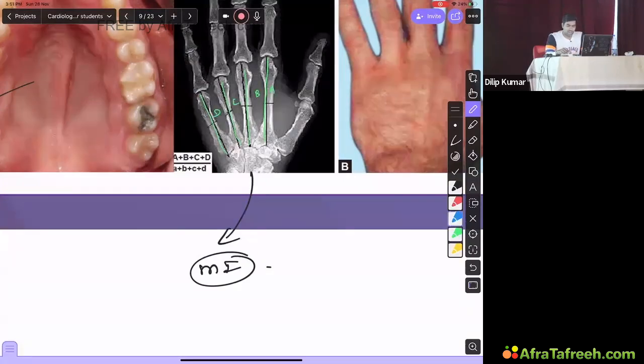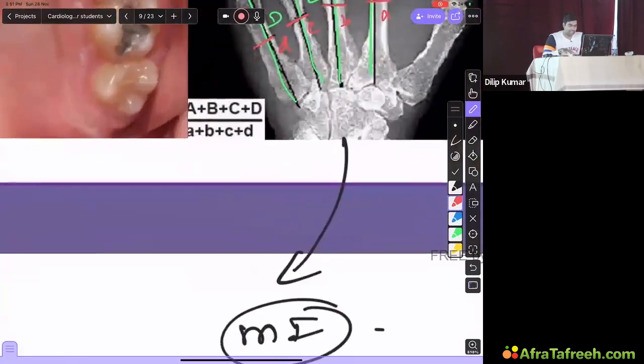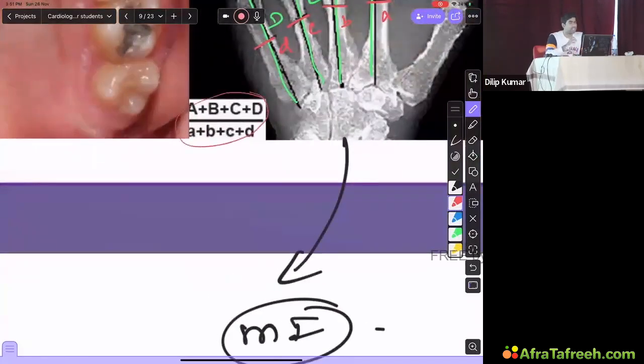And also I'm going to look at the width of all 4 metacarpals. I can write it as small a, small b, small c, and small d. Okay, width of all metacarpals. As it's given here, you can see the metacarpal index is nothing but adding all the lengths divided by adding all the widths of all metacarpals. That's why capital A, B, C, D divided by small a, b, c, d. This is what we call the metacarpal index.